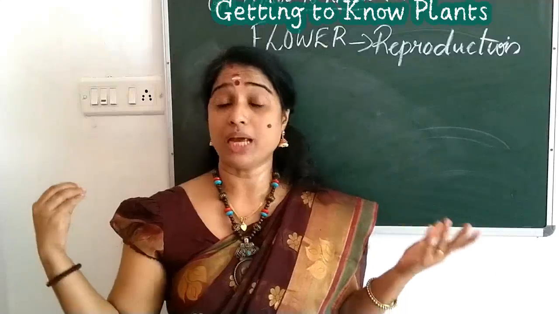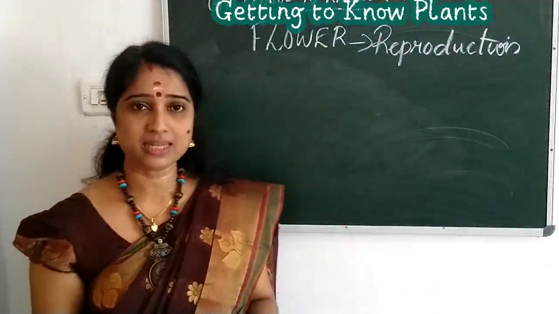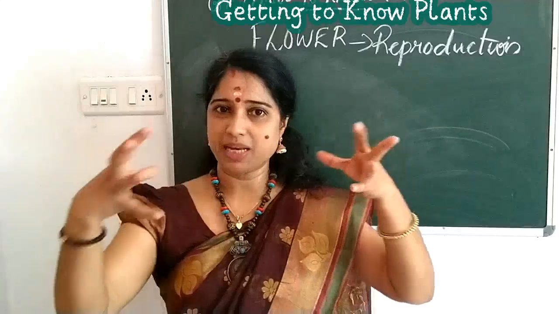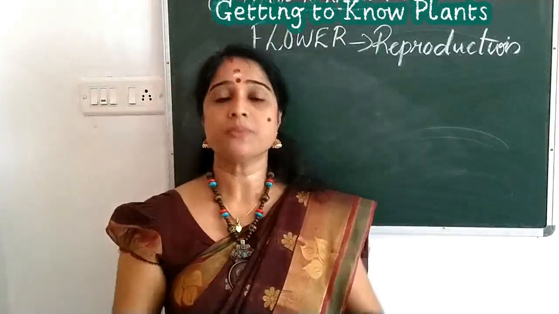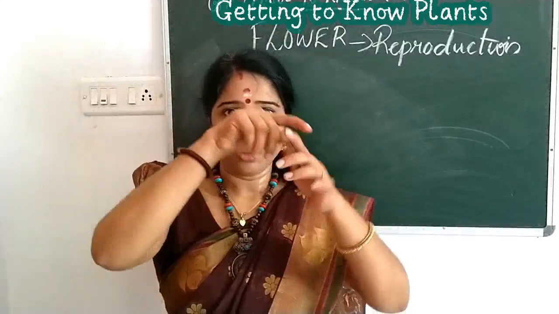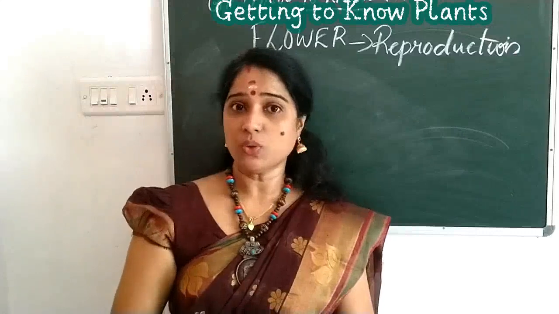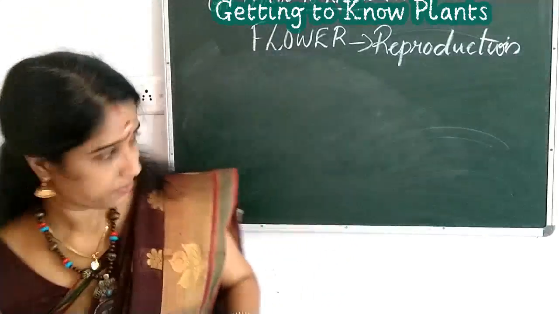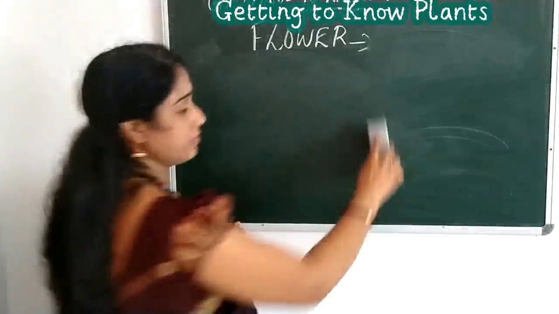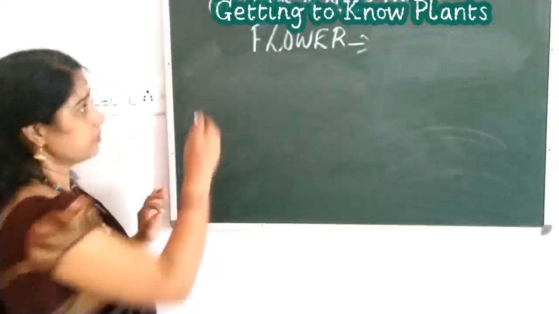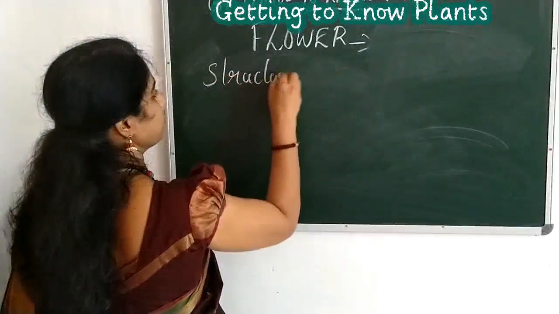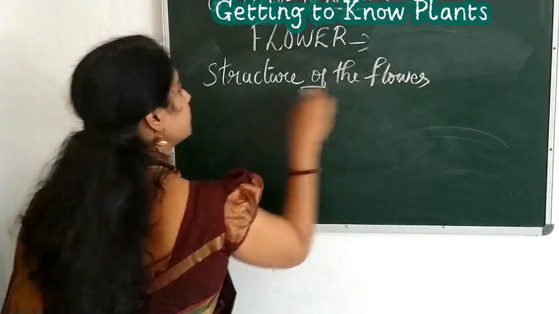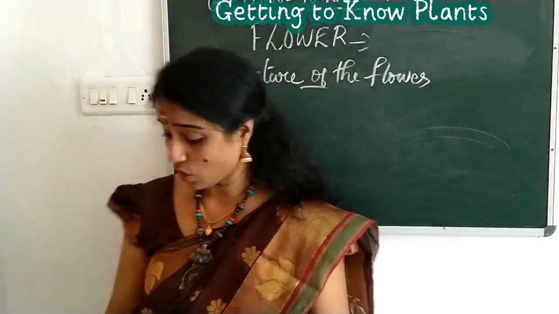Yes, two types of plants are there, flowering plants and non-flowering plants. Then different types of flowers are there. Sometimes flowers can be seen alone. Sometimes they can be seen as clusters or groups. Sometimes you can see a single head surrounded by numerous flowers. Okay, so now we can move on to another important thing, structure of the flower, or I could say the parts of the flower.